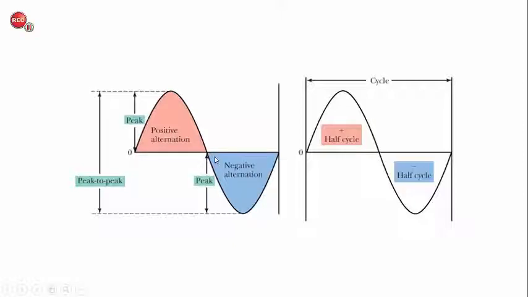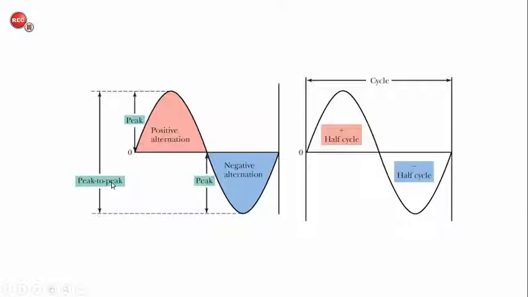And we also have a similar peak value for the negative alternation. They have the same absolute value, but for the positive alternation, the peak is a positive value. For the negative alternation, the peak is a negative value. We also have what we call the peak-to-peak, and that is the difference in the positive peak minus the negative peak. And so let's say that this sine wave represents voltage, where the peak value is positive 10 volts, and the peak value on the negative alternation is negative 10 volts.